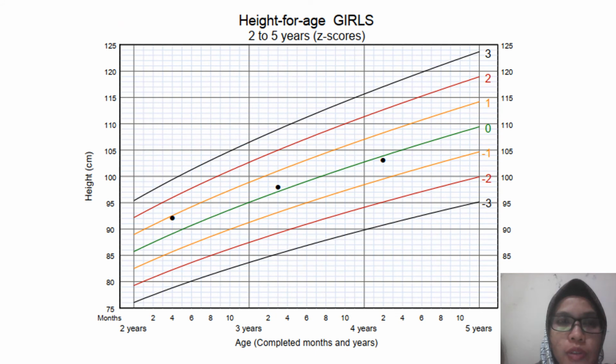How to plot height data in the chart? For example, the girls at age 2 years 4 months, 3 years 3 months, and 4 years 2 months. We mark the meeting point between age and height.